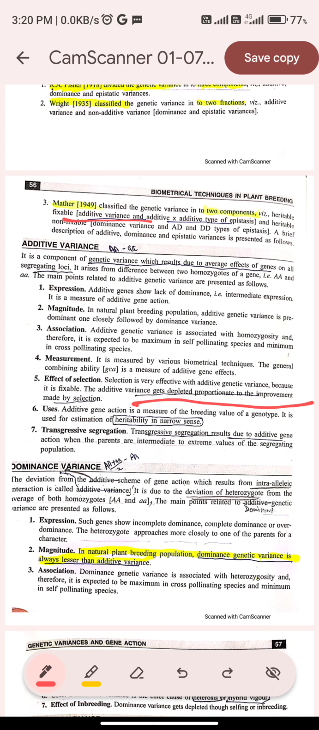Additive genetic variance is a measure of breeding value of a genotype, and it is used for estimation of heritability in the narrow sense. Heritability is mainly measured in two types, broad sense and narrow sense. Narrow sense heritability is measured by additive genetic variance. We will also see this type of heritability in an upcoming class.